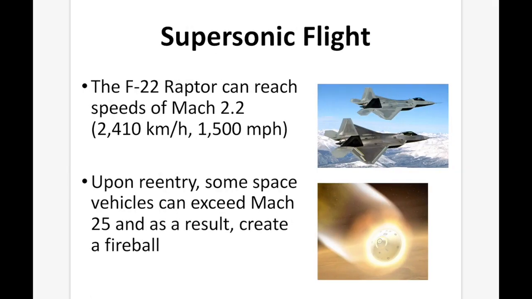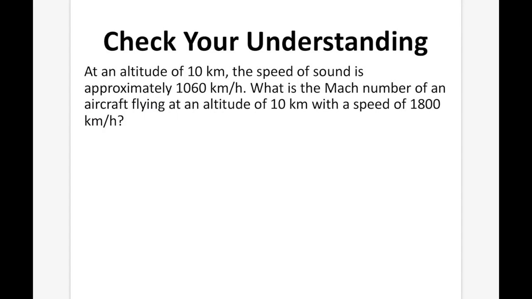Now a couple of examples of Mach speeds being reached. The F-22 Raptor can reach speeds of Mach 2.2, or about 2,410 kilometers per hour. And upon re-entry, some space vehicles can exceed Mach 25 and as a result, create a fireball as they're passing through the atmosphere. Check your understanding.